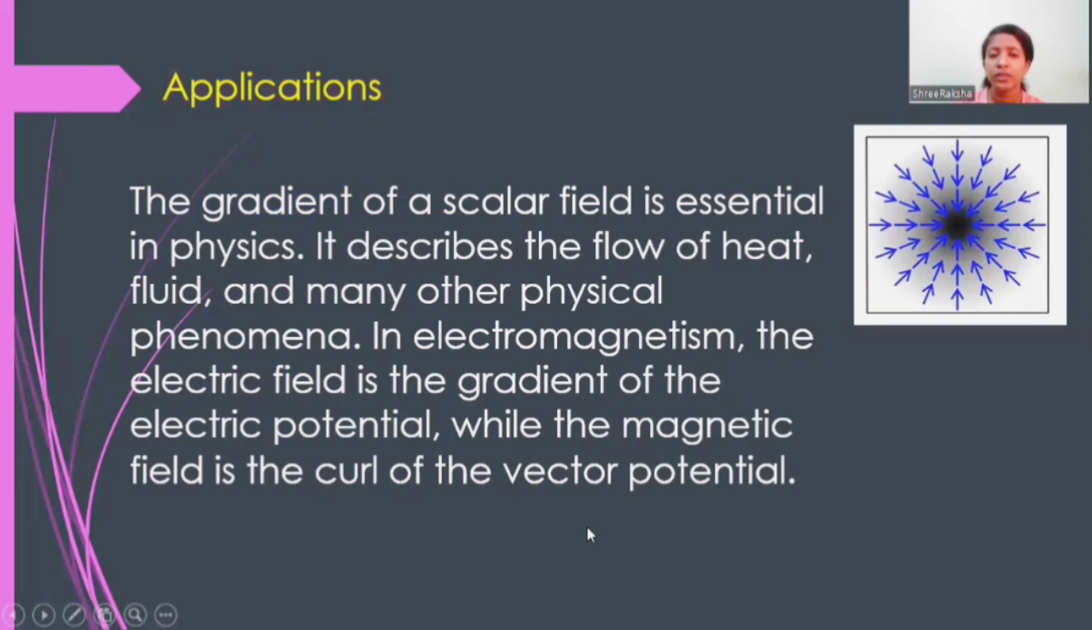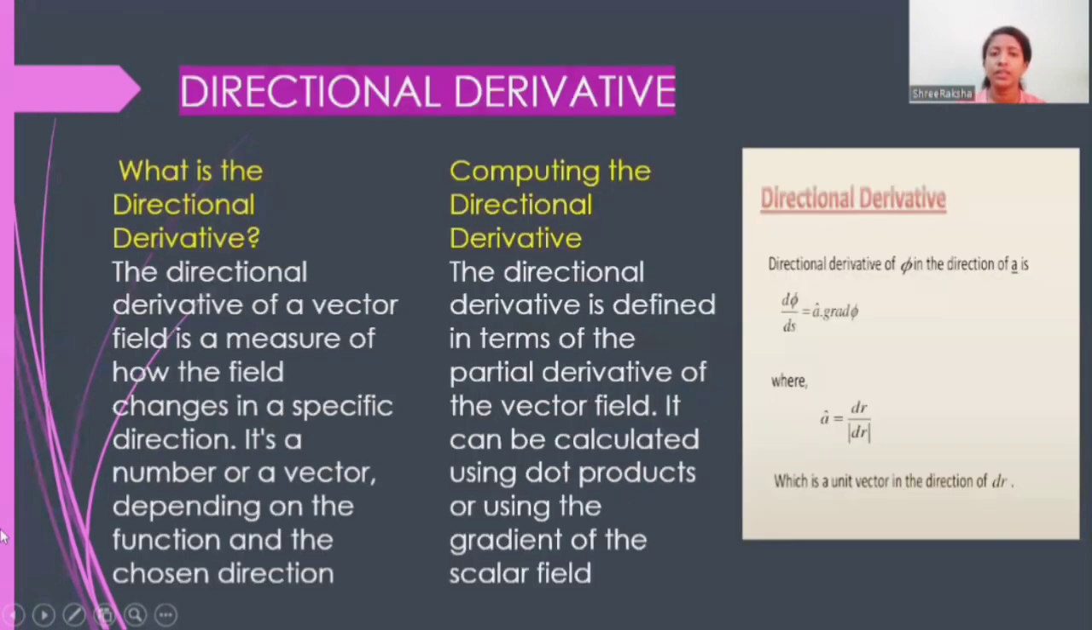Applications of a gradient of a scalar field. The gradient of a scalar field is essential in physics. It describes the flow of heat, fluid, and many other physical phenomena. In electromagnetism, the electric field is the gradient of the electric potential, while the magnetic field is the curl of the vector potential.